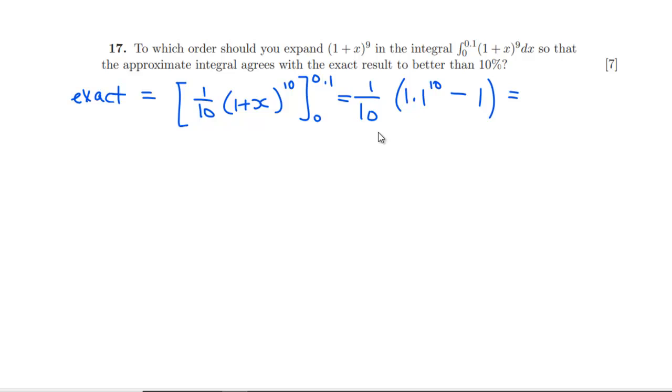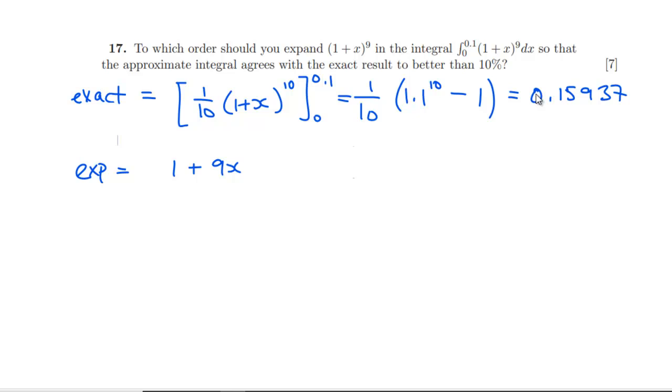Right, so I'm going to have to type that into the calculator because, if we were trying to do that on any of the other papers, that wouldn't be much fun. That has come out at 0.15937. So now let's get an expansion of this. I'm just going to keep adding on terms until I get within that amount. So what are we going to get? We're going to get 1 plus nx. So we have 1 plus 9x.